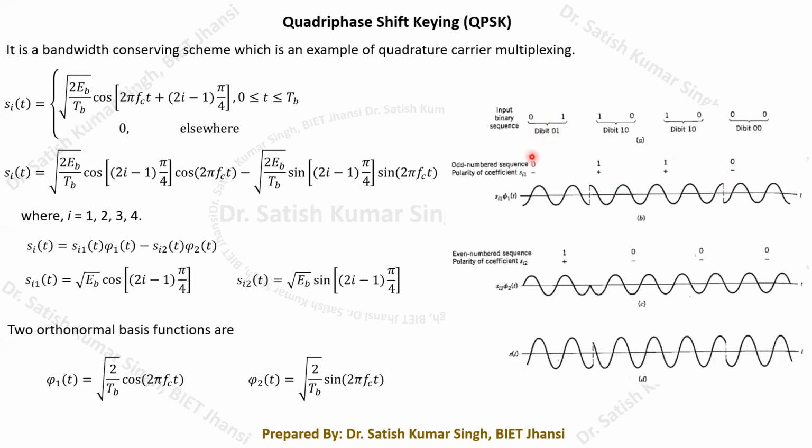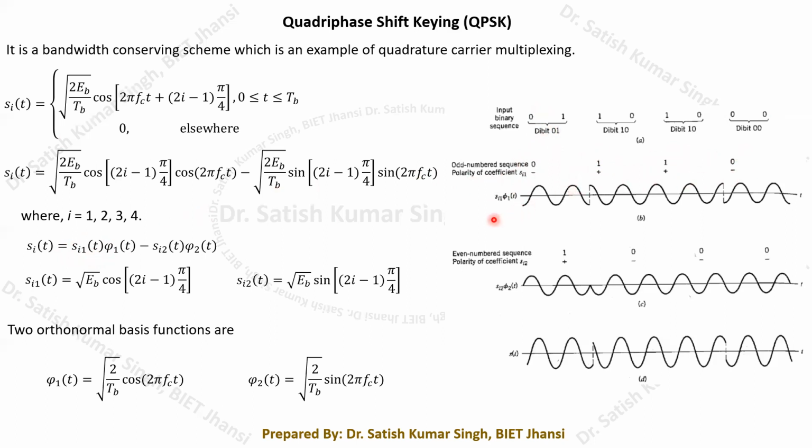Corresponding to 0, the polarity of the coefficient Si1(t) that we have to take is negative. Whenever it is 1, we have to take it as positive. Again, whenever we have 1, it is positive. Whenever we have 0, it is negative.